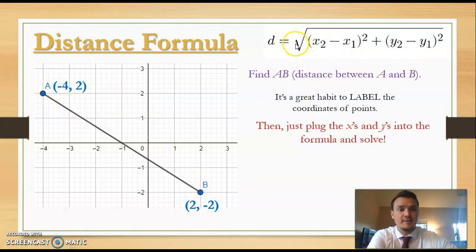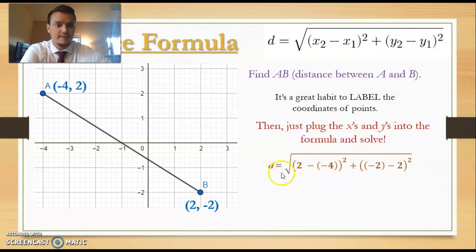So that means that if I'm looking at my formula here, x2 would be this 2 right here. x1 would be this -4 here. y2 would be this -2. And y1 would be this 2. So you could go ahead and plug those in. That's what this would look like. We have 2 minus a -4.